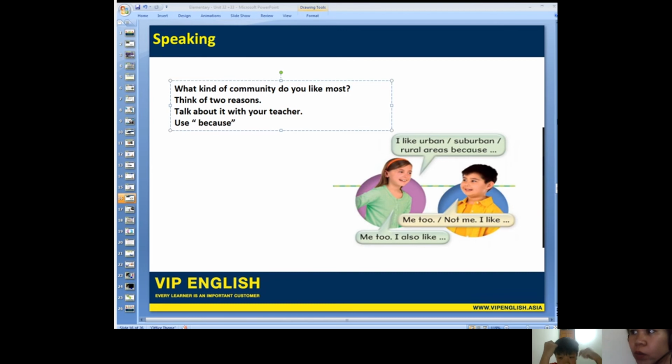Okay, so here, first, let's choose a community. Which one among these communities do you like most? Do you like an urban, suburban, or rural area? Urban area. Okay, so you like urban.